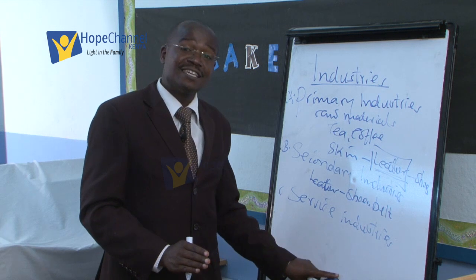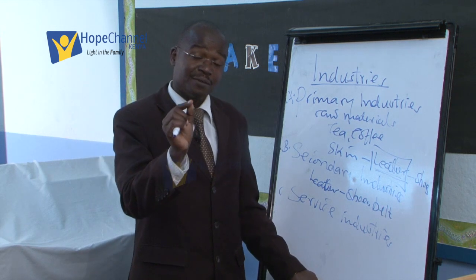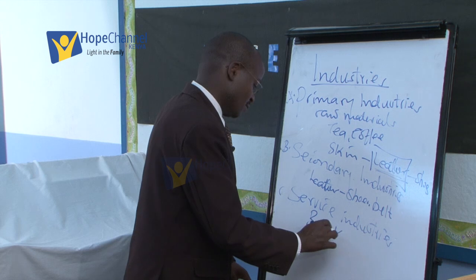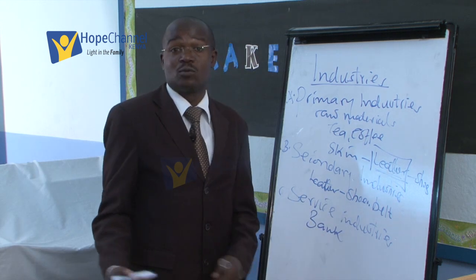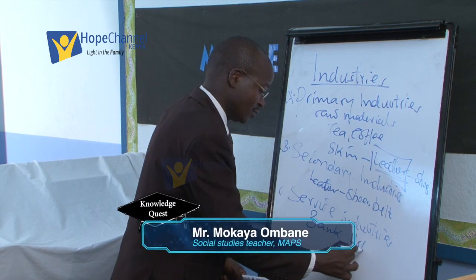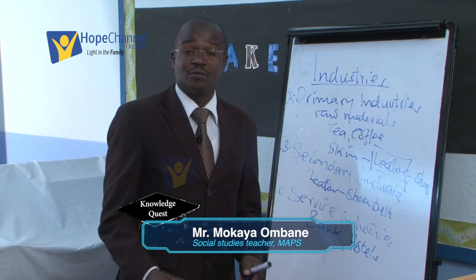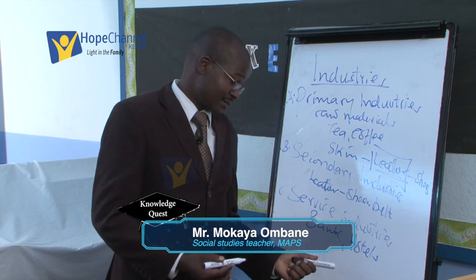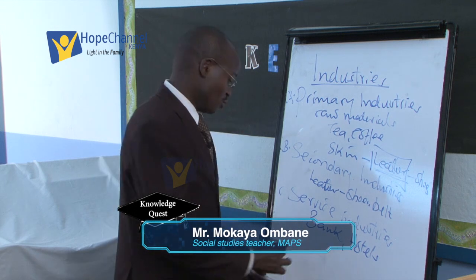Service industries are industries that don't give you anything, but they do service. The best example is banking. If you go to the bank and bank money and walk home, nobody will know that you banked money. The other one is the hotel industry. We have big hotels in Kenya, whereby tourists come and settle. So those are examples. We also have insurance.